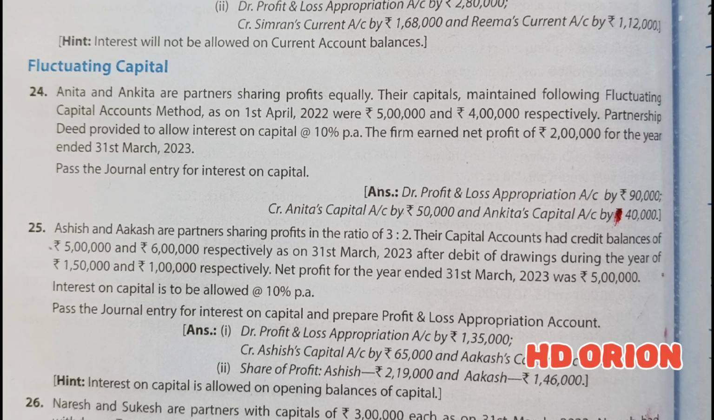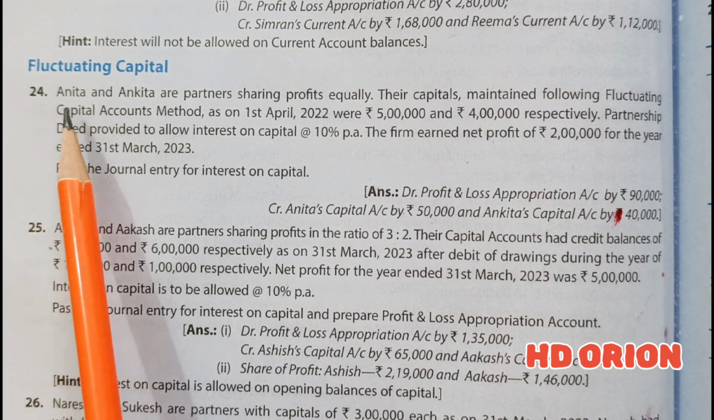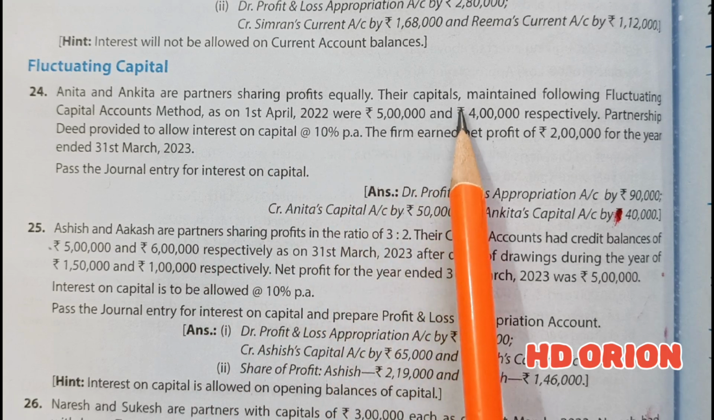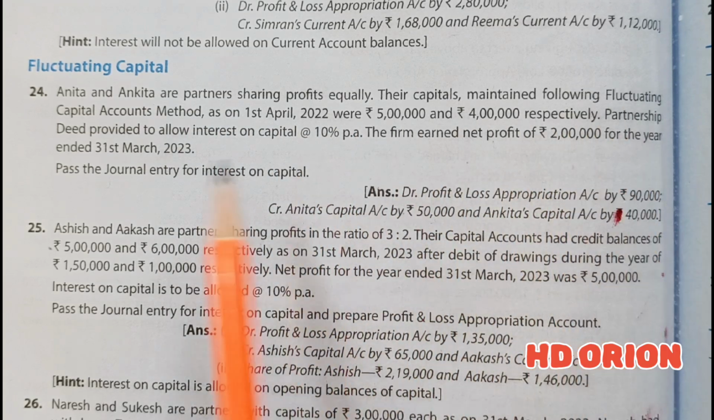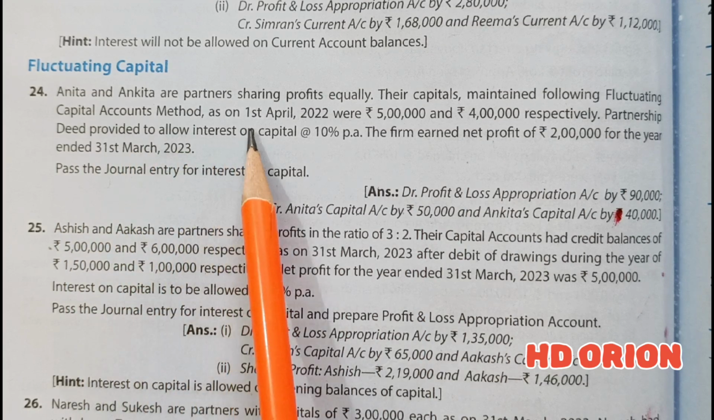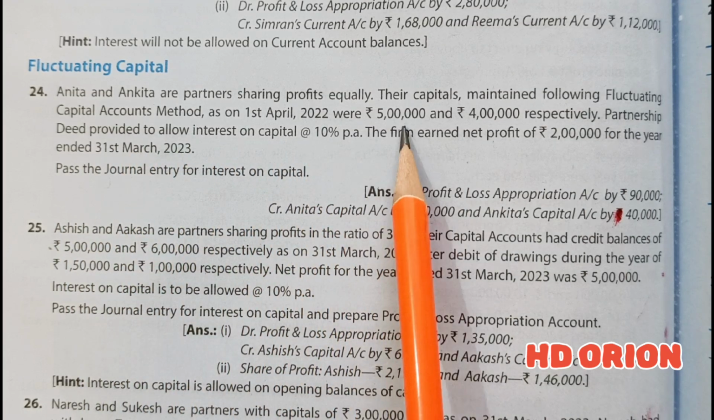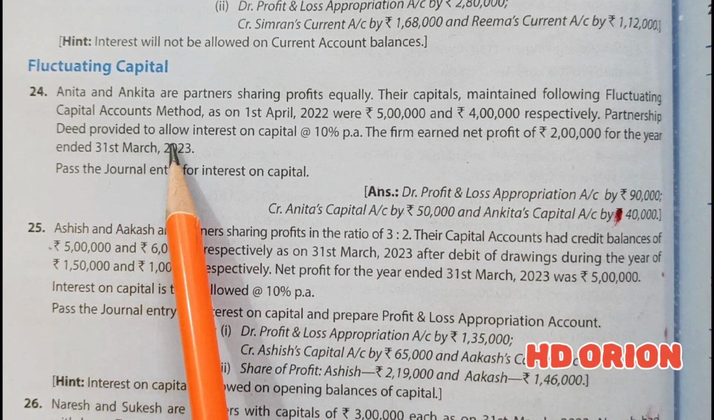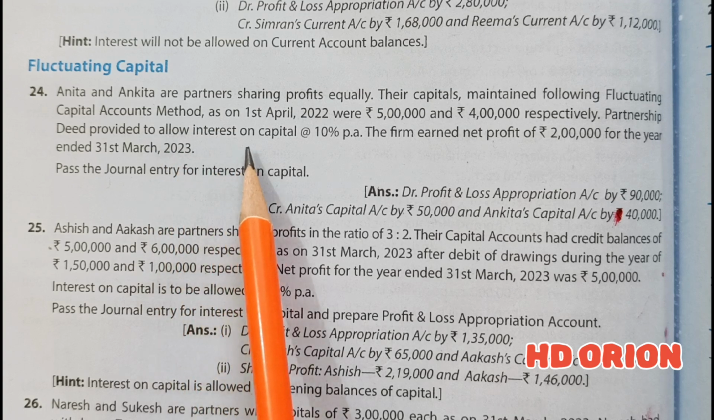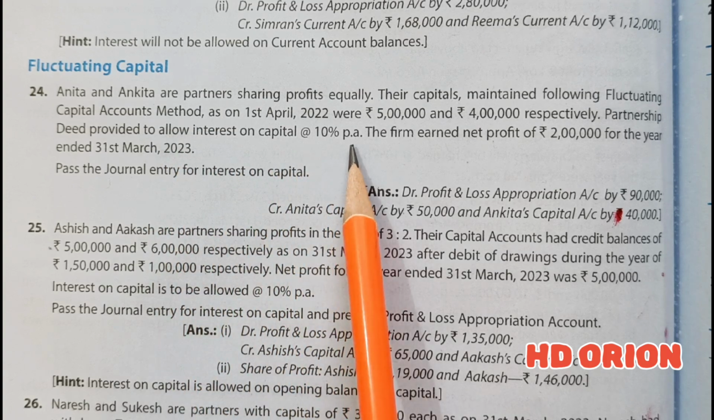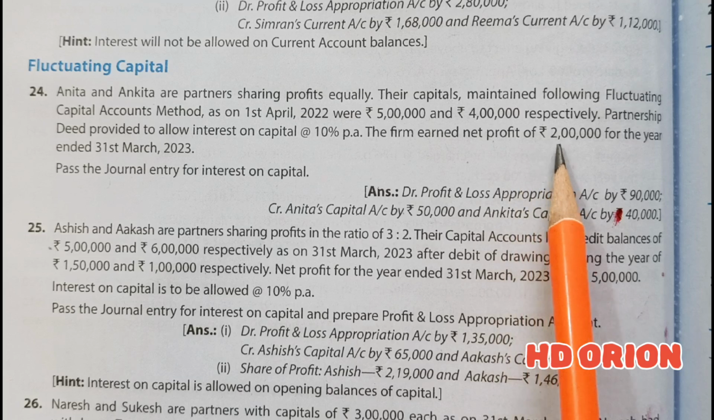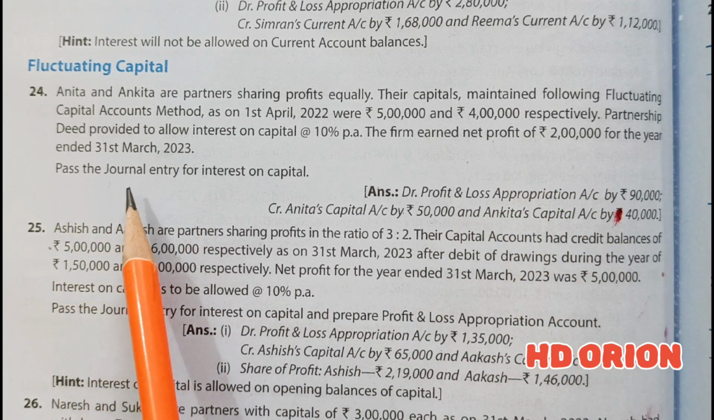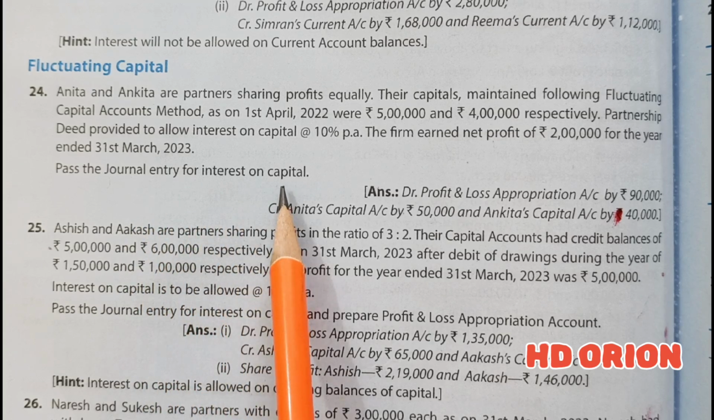So here is the question. Question number 24. Anita and Ankita are partners sharing profits equally. Their capitals maintained following fluctuating capital accounts method as on 1st April 2022 were Rs 5 lakh and Rs 4 lakh respectively. Partnership deed provided to allow interest on capital at the rate of 10% per annum. The firm earned a net profit of Rs 2 lakh for the year ended 31st March 2023. Pass the journal entry for interest on capital.